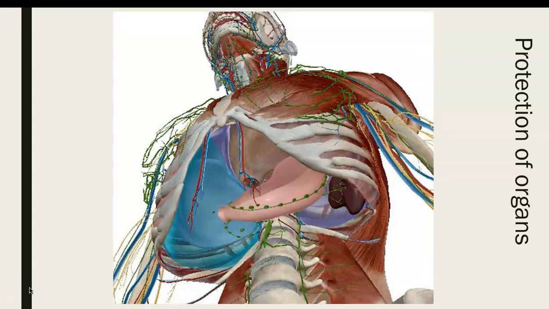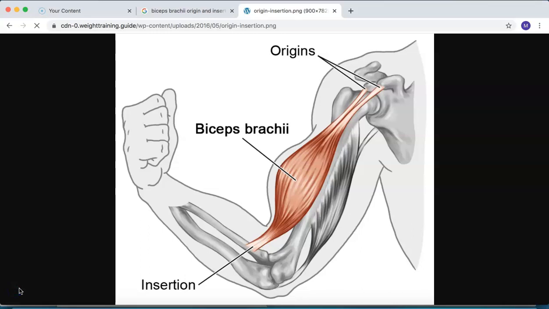Okay, so the next function is to look at the skeletal system's ability to support movement. As I move to this illustration, I think it demonstrates a little bit more clearly. Here you can see a muscle known as the biceps brachii. This is basically the muscle that allows you to bring your hand closer to the midline of the body, or bring the forearm closer to the midline of the body.